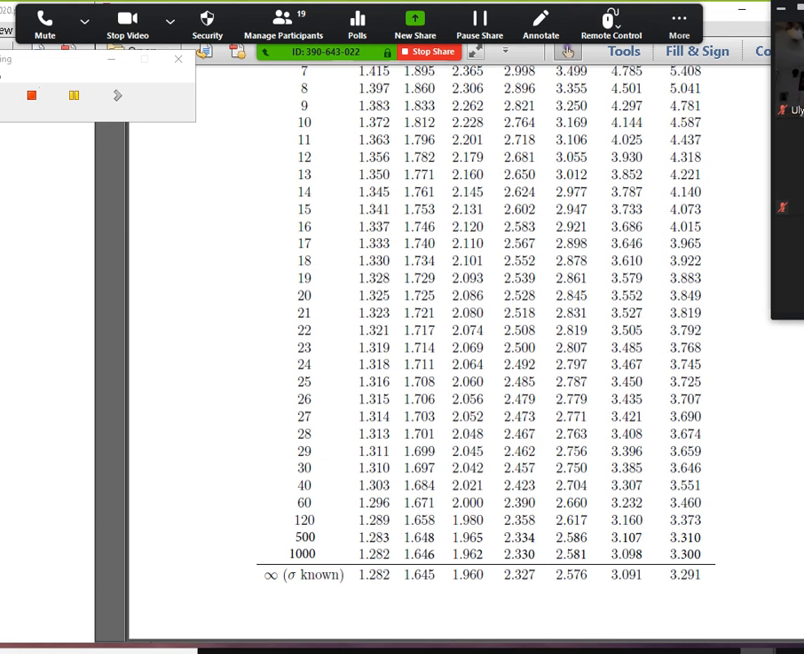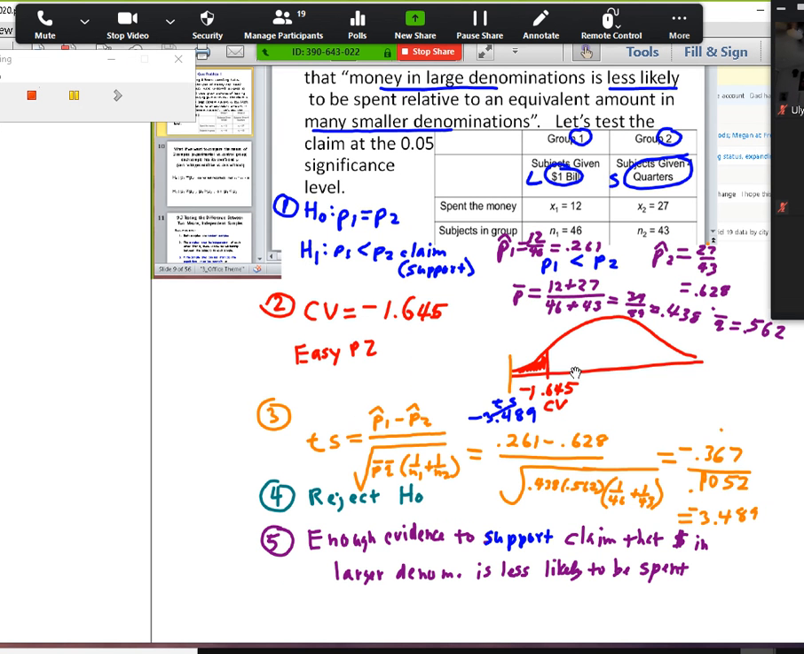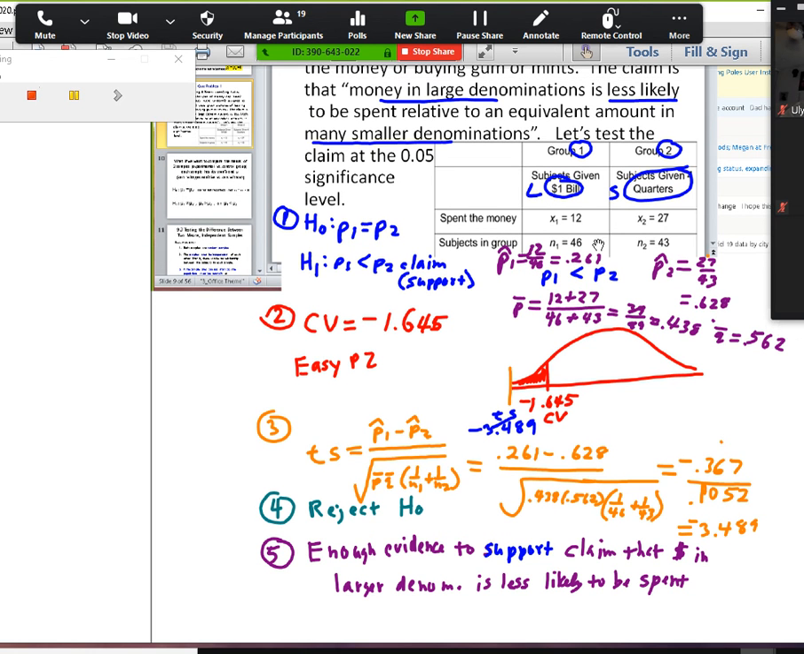1.645, but it's negative because it is left-tailed. So negative 1.645, draw it in, shade. And then my test stat, p̂1 minus p̂2 over the square root of p̄ q̄ times (1 over n1 plus 1 over n2). So the first part, 0.261, that's my p̂1 I found here, minus 0.628, my p̂2 I found there.